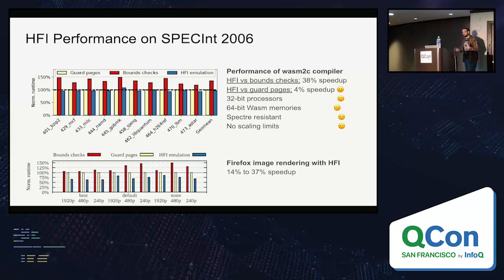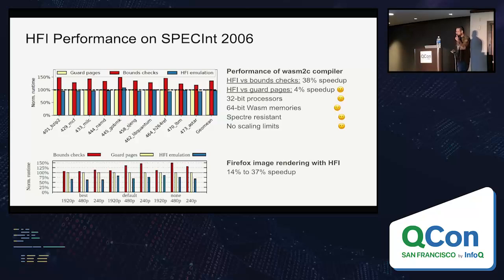So how does it work in terms of performance? Well, in simulation and in emulation, and in emulation we validate with our simulation, we get a huge speed up over doing bounds checks, which is great for 64-bit memories. Over guard regions, we get a little bit of a speed up, which is nice, but we also get all these nice properties in terms of scaling, Spectre resistance, large or small address spaces.